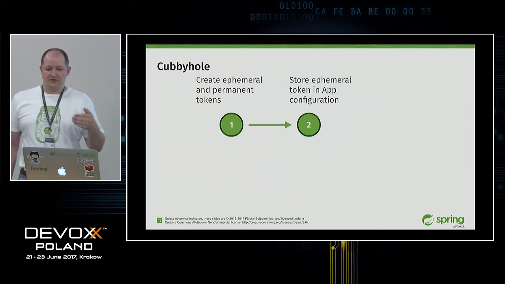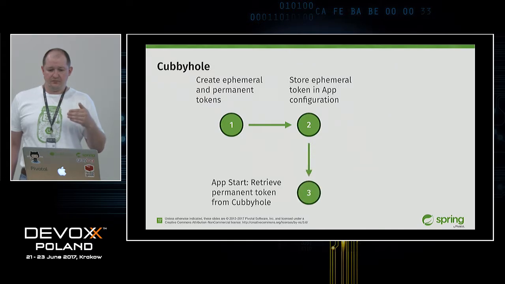And when you do that, your application accesses Vault with this ephemeral token and retrieves the data stored in Cubbyhole. The usage counter is decremented. The token you've used initially is also invalidated. And then you can use the data stored inside of Vault, which is the permanent token, as a permanent access token during your application runtime.